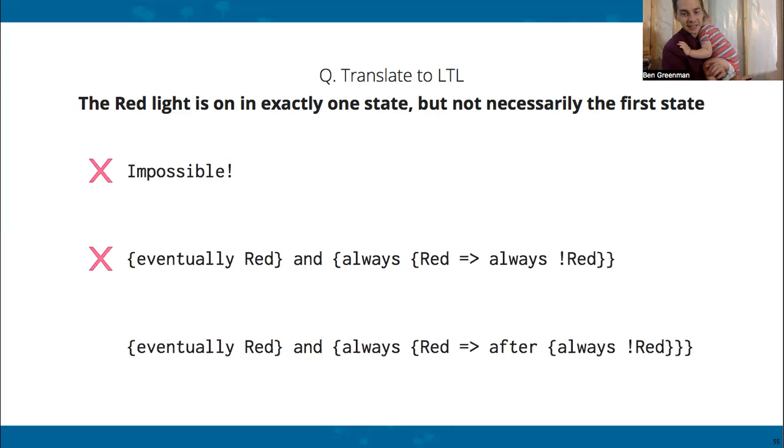So here's a twist on that last one. Eventually red and always, red implies after, always not red. And that after is the key. This final one is correct, and the middle one is not.